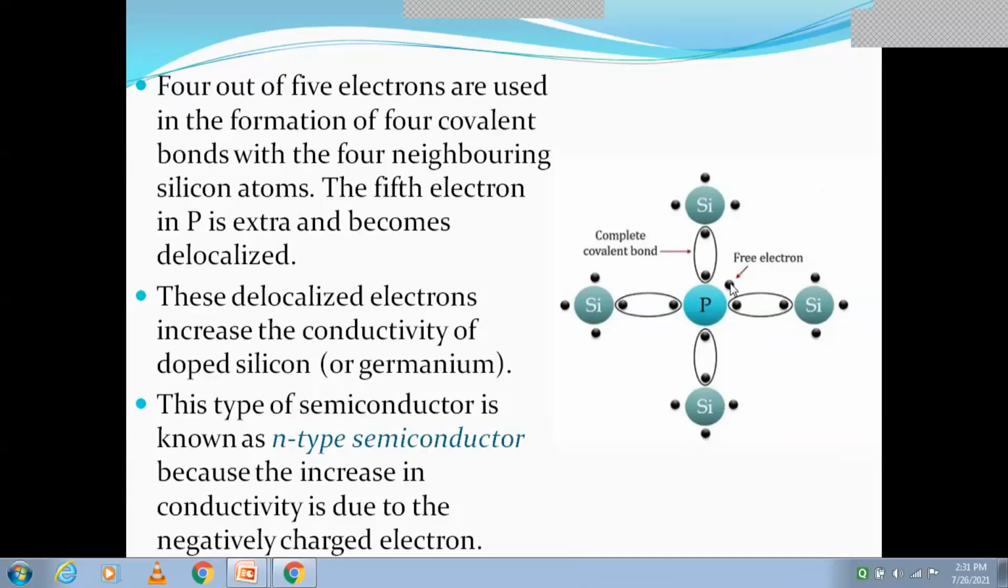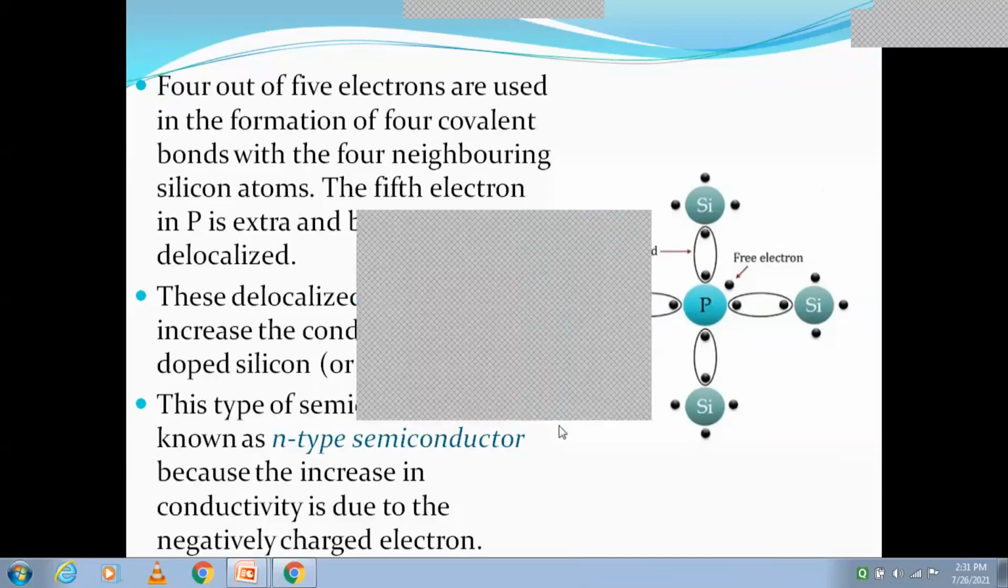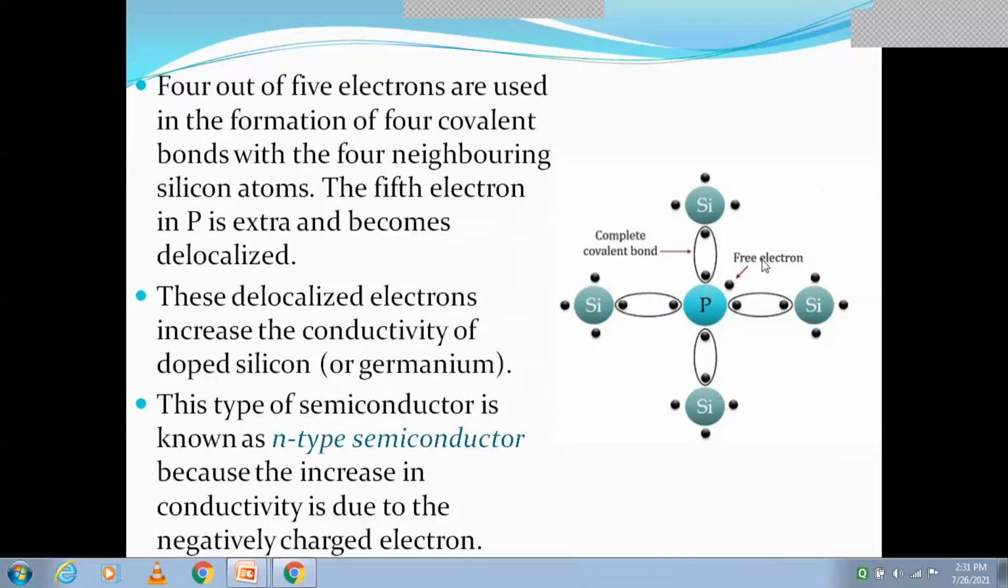This free electron of phosphorus is said to be delocalized, and it is set free to move throughout the metal. The electric conductivity of silicon is enhanced by using phosphorus or group 15 elements, and this is due to the extra electron. This is called an n-type semiconductor.